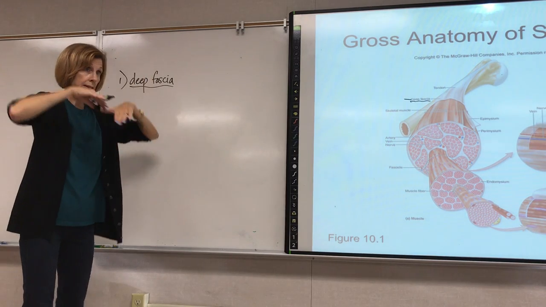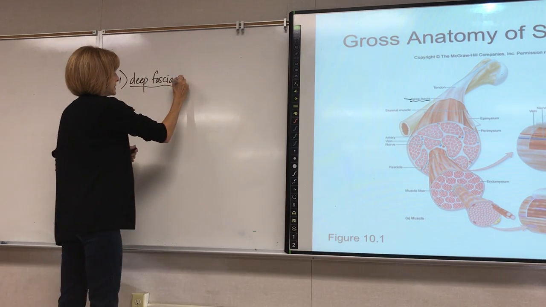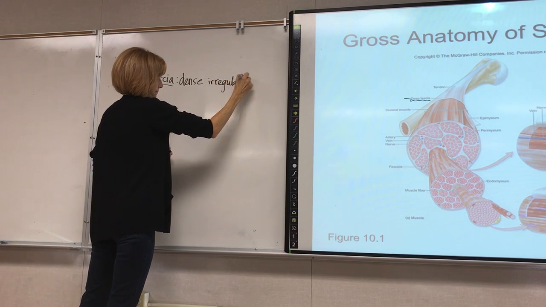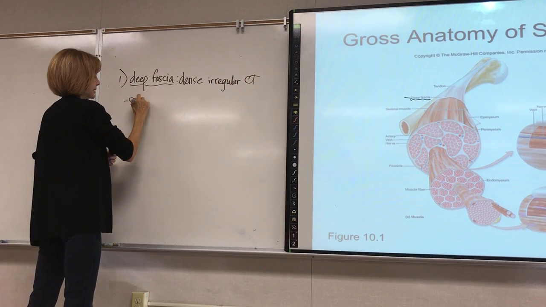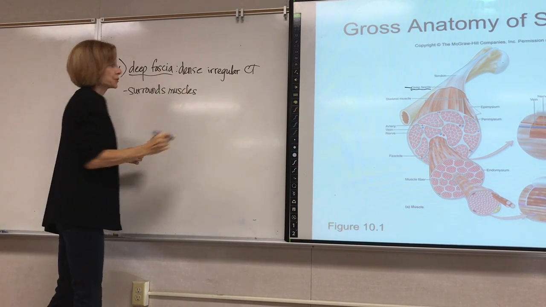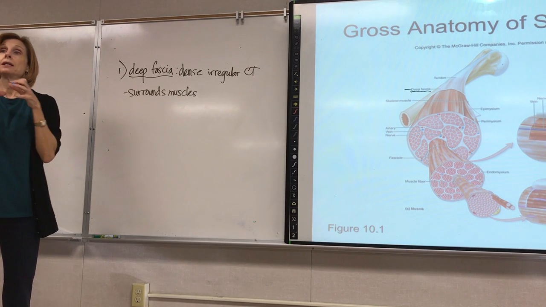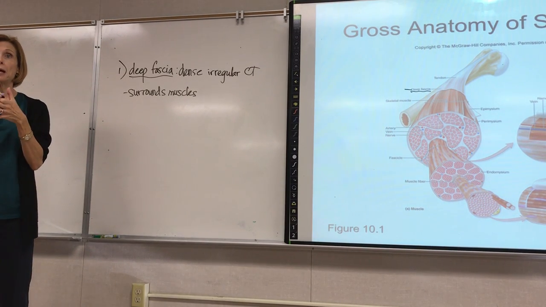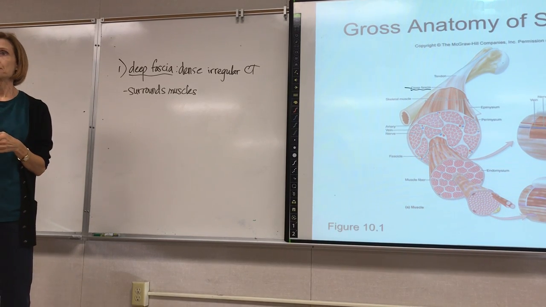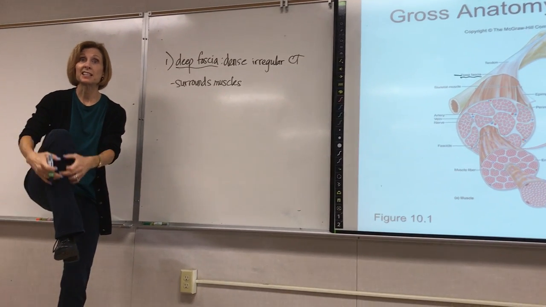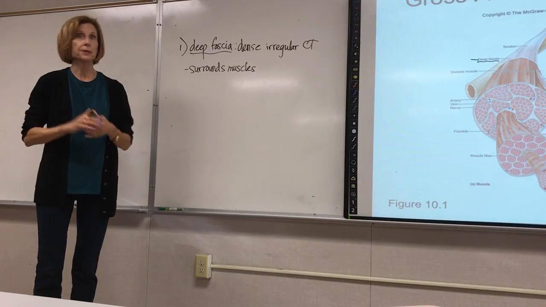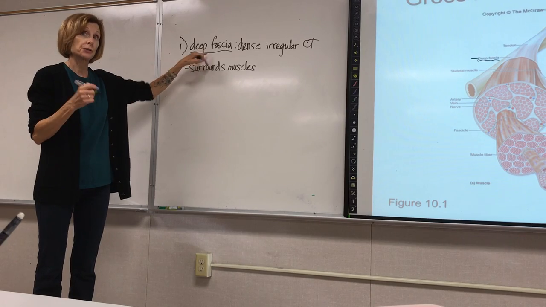This tissue is just deep to that, and it is a dense, irregular connective tissue that surrounds the entire muscle. This tissue goes between muscles. It can divide up our extremities into what are called compartments. If you've ever heard of that, in the leg we have an anterior compartment, lateral compartment, and posterior compartment, and they're separated by layers of this tissue.